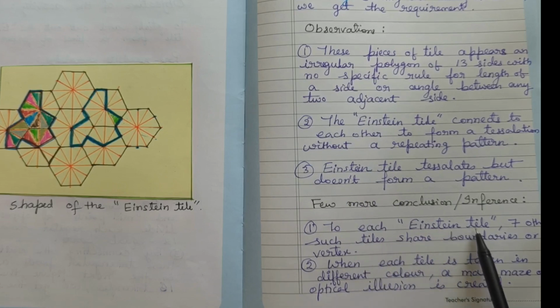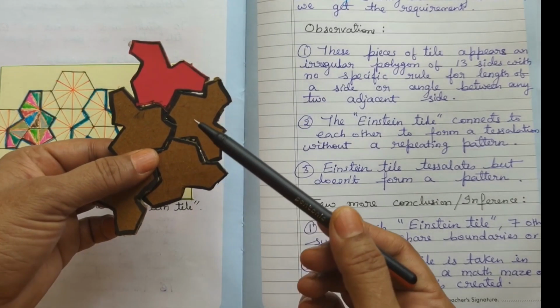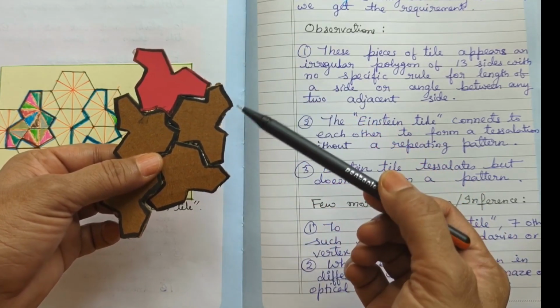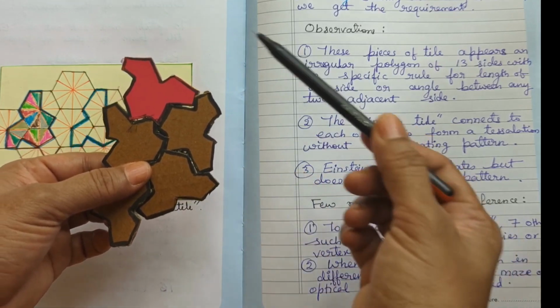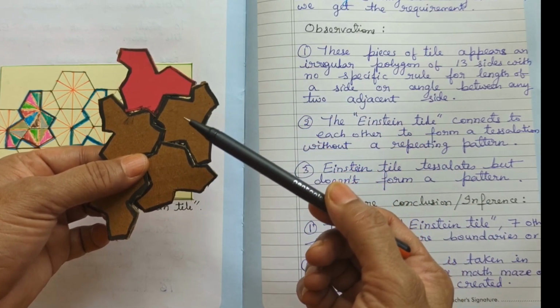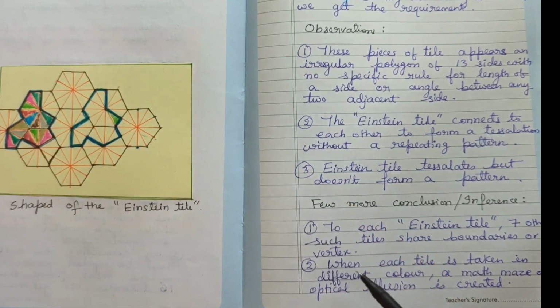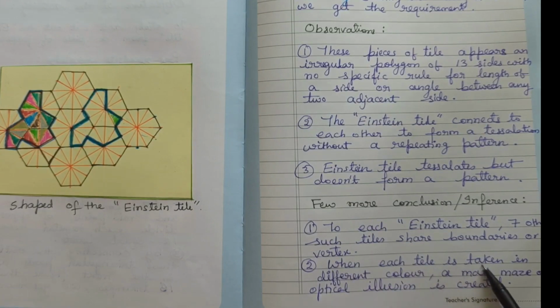To each Einstein tile, 7 other such tiles can share boundaries or a vertex. So when we start tessellating, how many pieces can be accommodated around each piece? When I tried this, I found 7 such tiles can connect to the sides and at one point to one of the vertices. The second point, in the inference that we can draw out of this activity, is that when each tile is taken in a different color, a math maze or an optical illusion can be clearly seen.